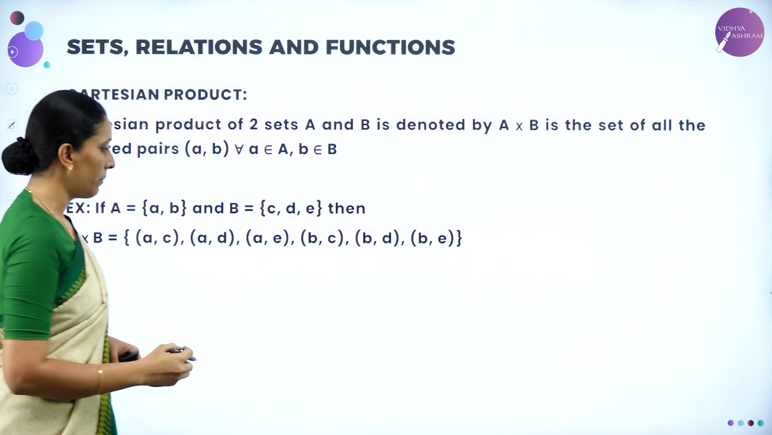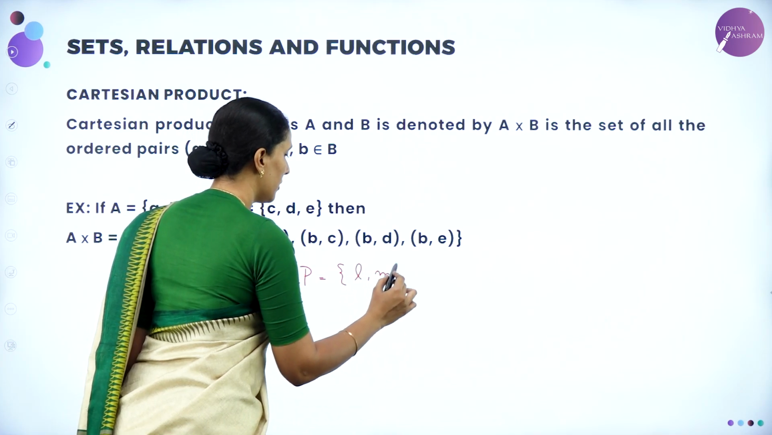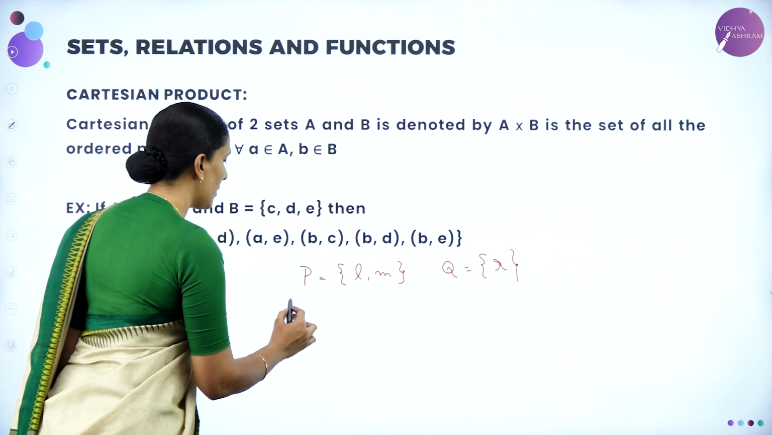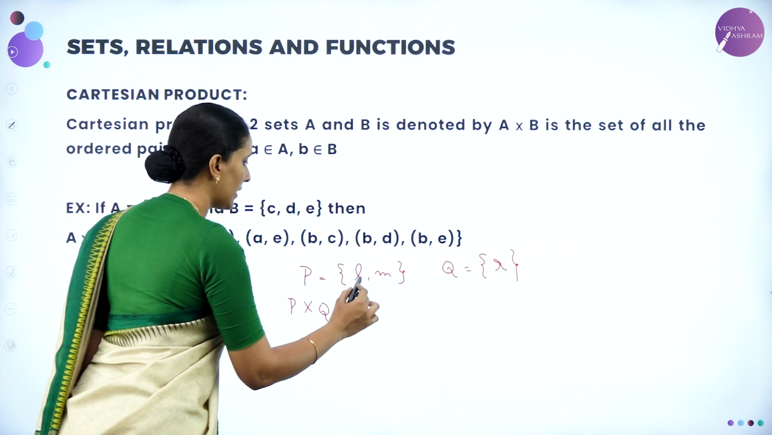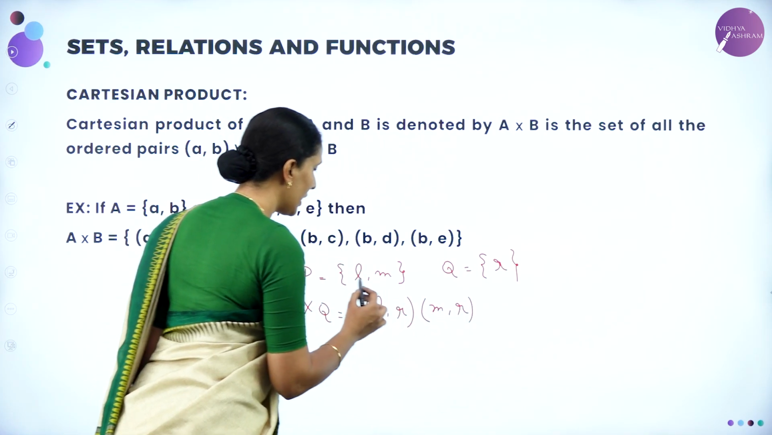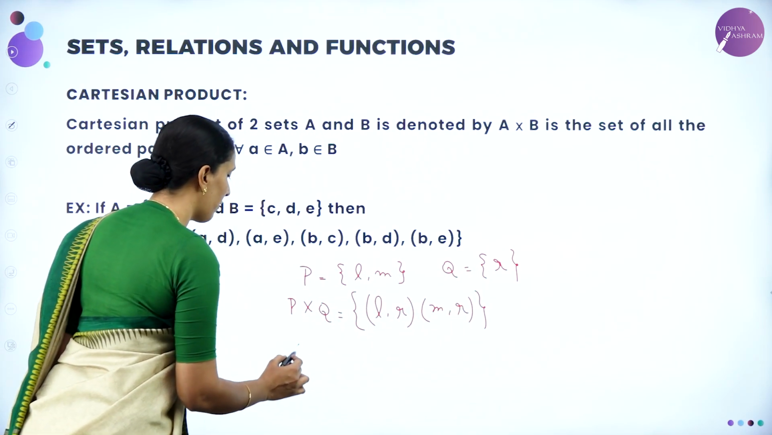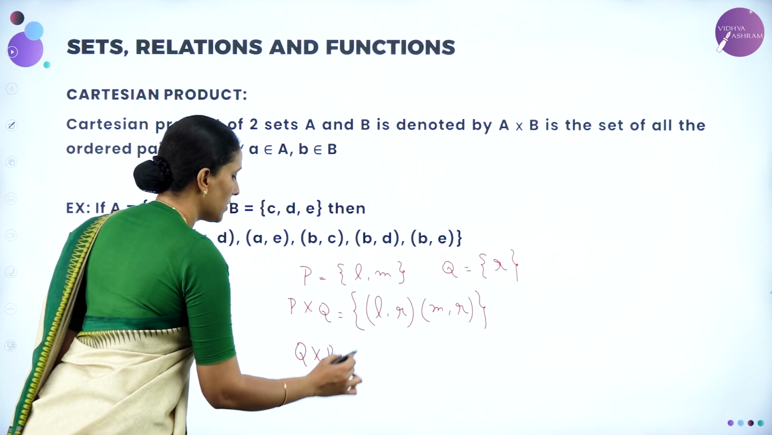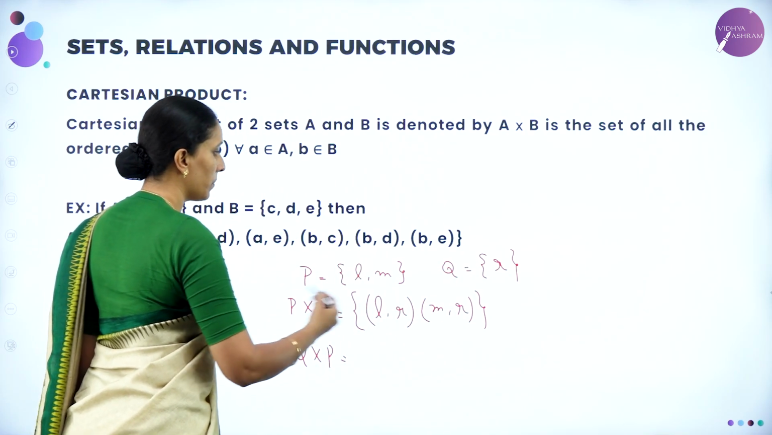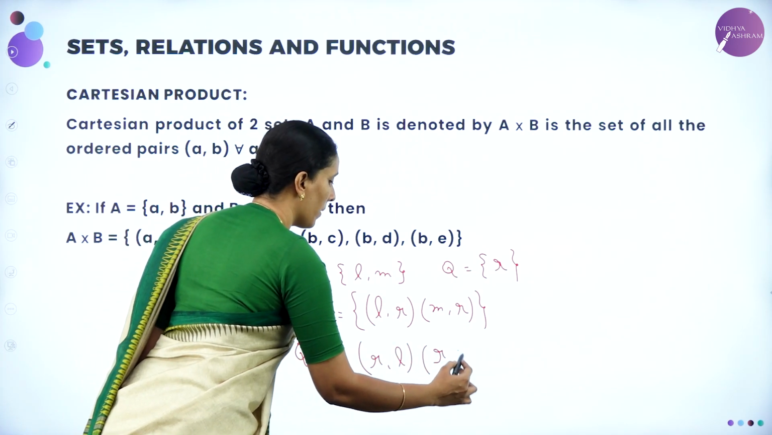Now let me take one more example. Let me consider set P equal to {l, m} and set Q equal to {r}. Now P cross Q is nothing but (l, r) and (m, r). We pair each element of set P with the elements of Q. Similarly, we can also define Q cross P. When you say Q cross P, you need to pair the elements of Q with respect to P. So we will get here (r, l) and (r, m).